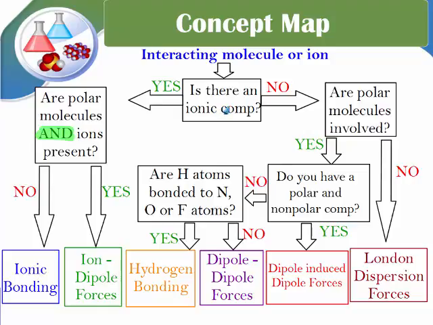If there wasn't an ionic compound, then you say, well, do you have polar molecules involved? If no, then it's London dispersion forces, because that's the only type that's in nonpolar. If yes, you do have polar molecules, you need to ask yourself, well, do you have polar and nonpolar compounds? If yes, then it's dipole-induced dipole. If no, you ask yourself, well, do you have hydrogen atoms bonded to N, O, or F? If no, it's just dipole-dipole. And if yes, it's hydrogen bonds.